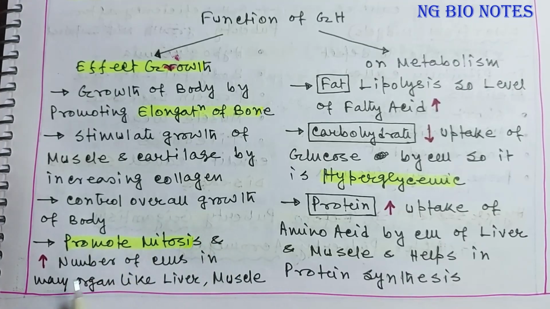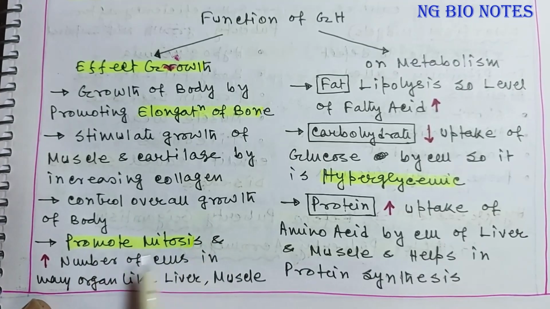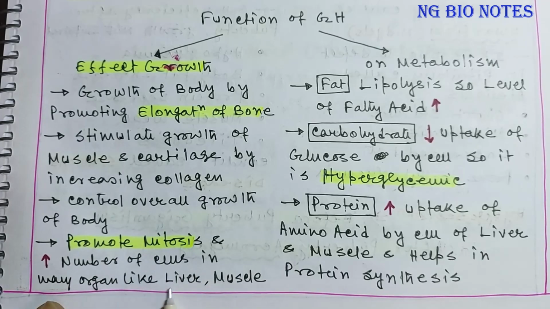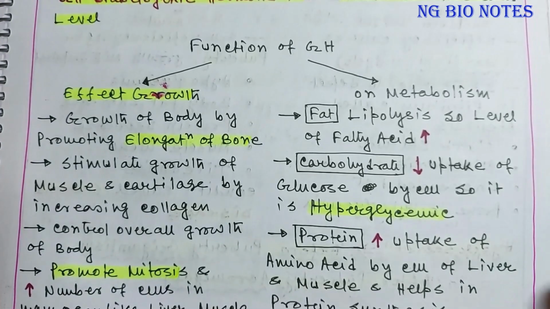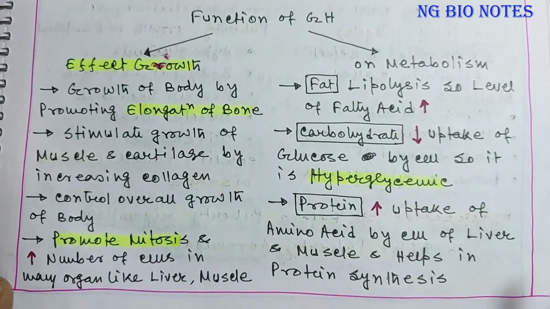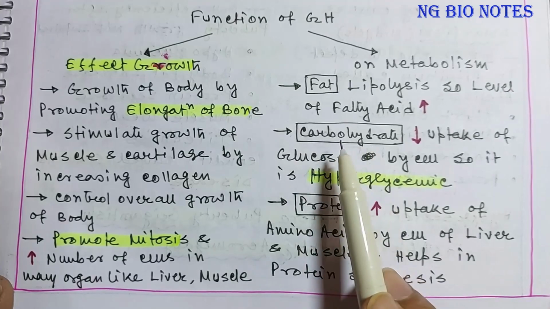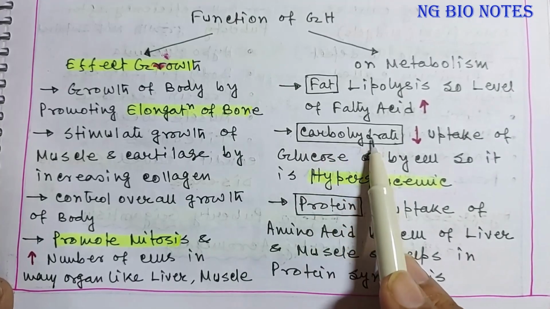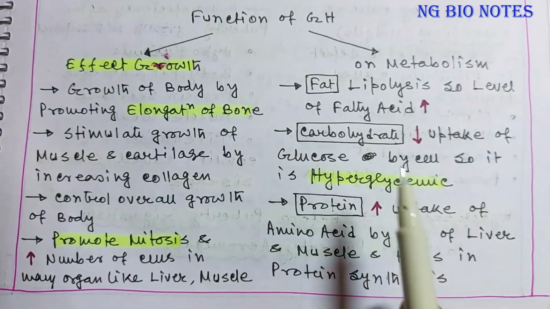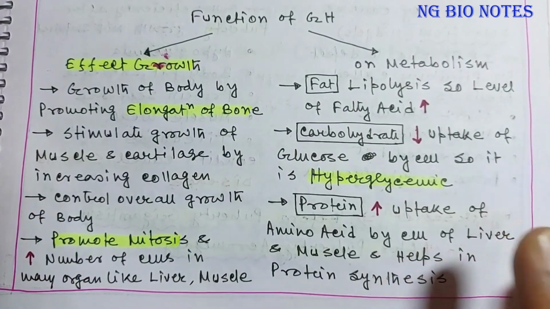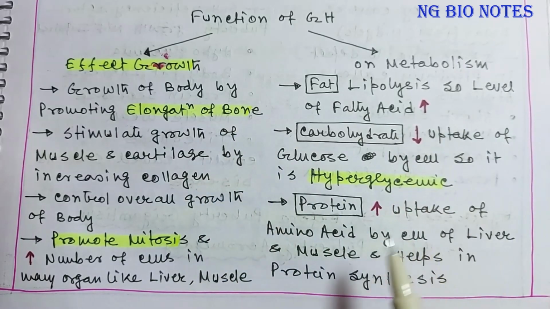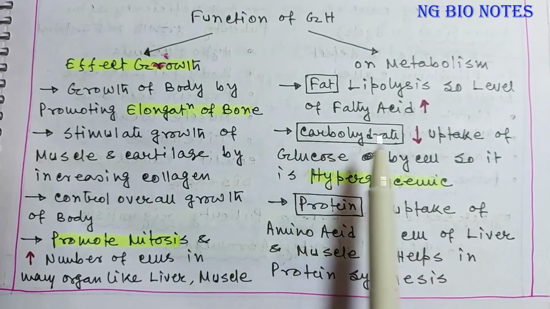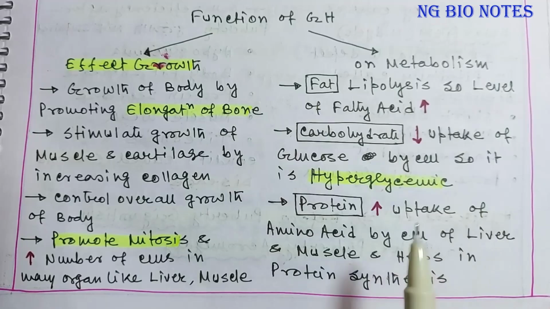Growth hormone also promotes mitosis and increases the number of cells in many organs like the liver and muscles. Growth hormone also controls different metabolic processes. First, carbohydrate: in a hypoglycemic condition, growth hormone is secreted. So growth hormone not only affects our growth, but also controls the metabolism of different macromolecules. That means it controls carbohydrate metabolism, protein metabolism, and fat metabolism.